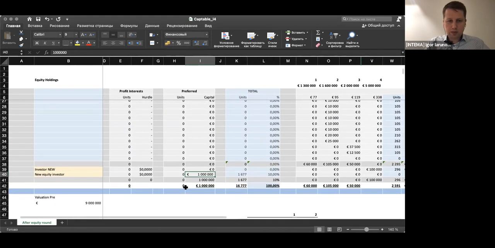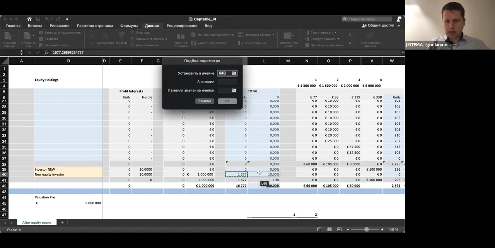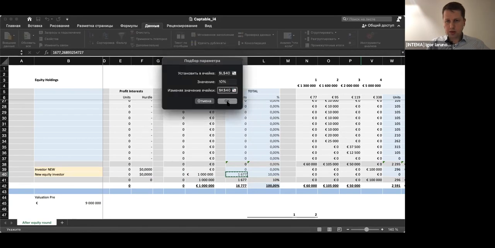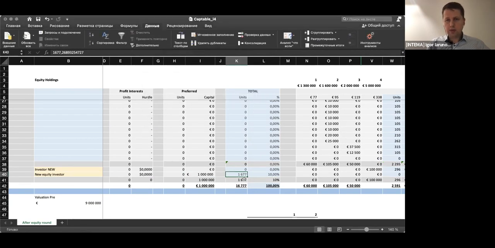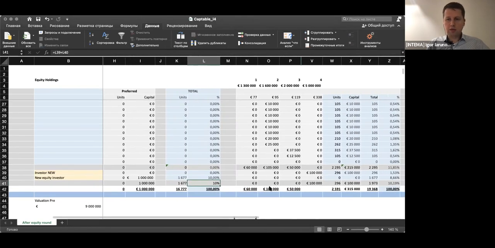Okay, we will invest 1 million. So our valuation is 9 million pre-money, so the total is 10. We are going to receive 1/10. So the number of shares we have to calculate is this. In data, what-if parameters, we must set up in this cell 10%, changing this. Okay, it means this number of shares has to be issued in this round for this investor to receive 10%. But let's move further.